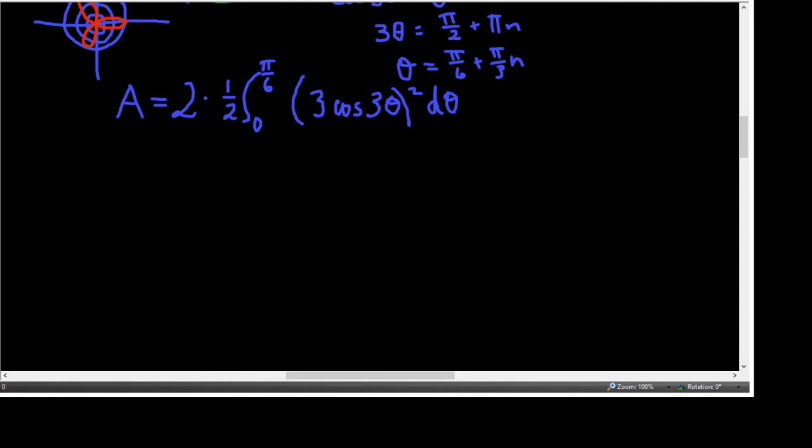By the way, another way to have done this, if you thought about it, is we could have gone without doubling and gone from, say, negative pi over 6 to pi over 6, and that would have given us the correct answer as well. All right, so 2 times 1/2 is 1, so that basically cancels out. That's gone. So we're going to integrate from 0 to pi over 6. Doing the squaring, that's 9 cosine squared 3 theta.